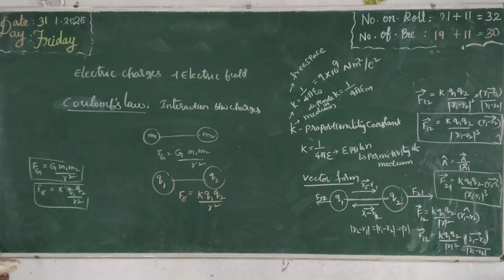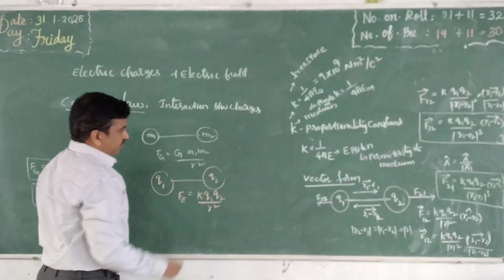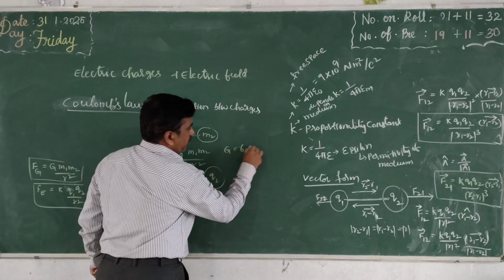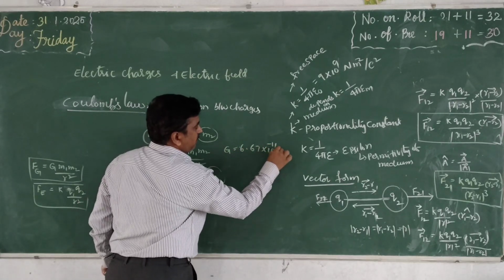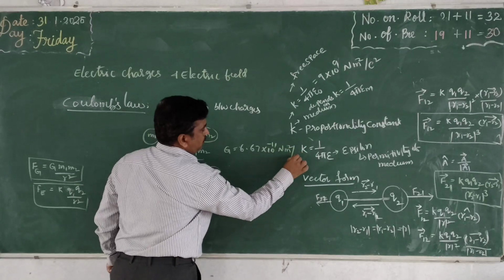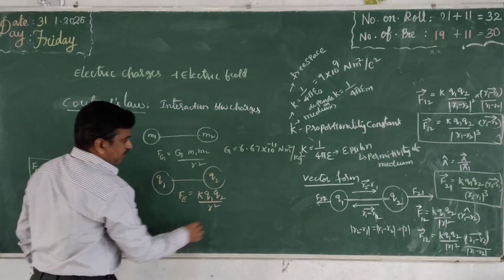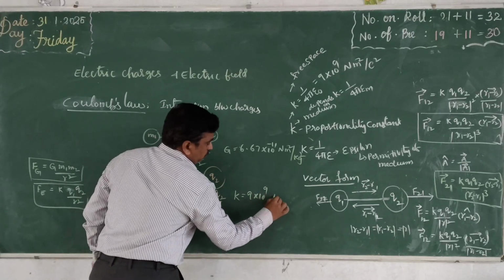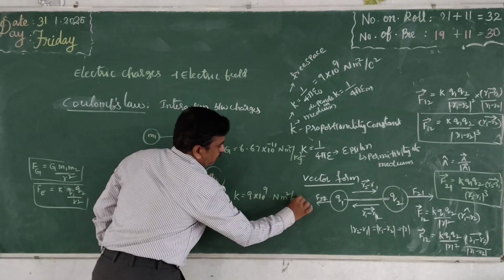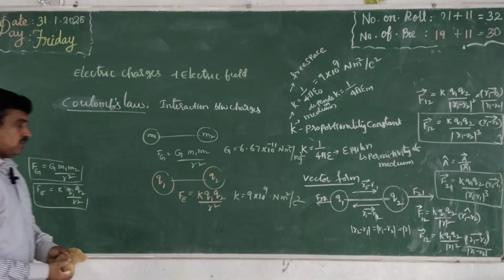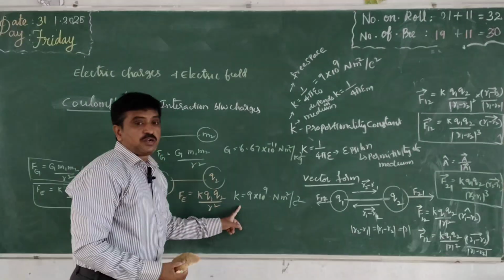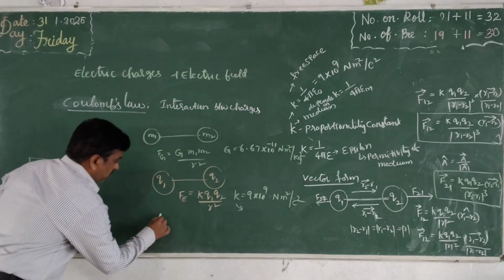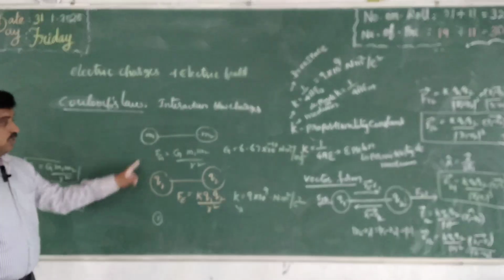Now, what are the similarities here? First, the G value: G equal to 6.67 into 10 power minus 11 Newton meter square per kg square. Here K equal to 9 into 10 power 9 Newton meter square per coulomb square. This is the K value. G is the gravitational constant, and K is the proportionality constant between the two charges.